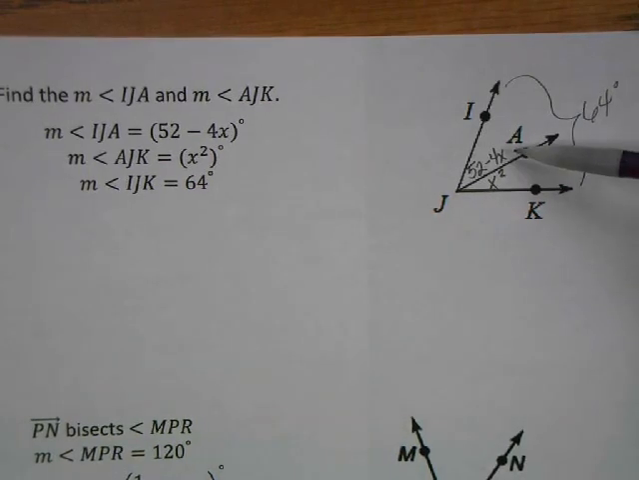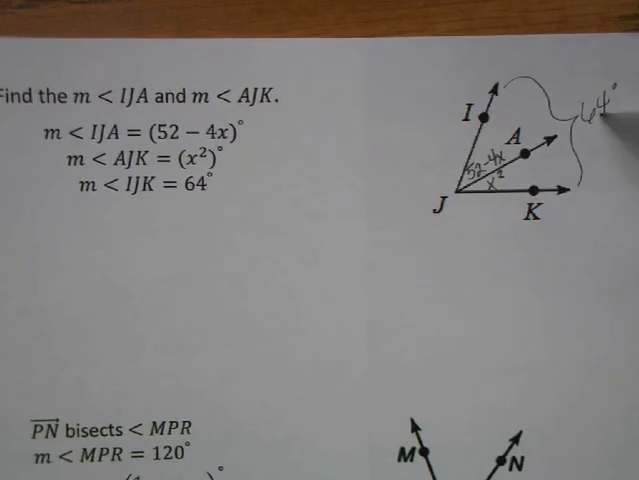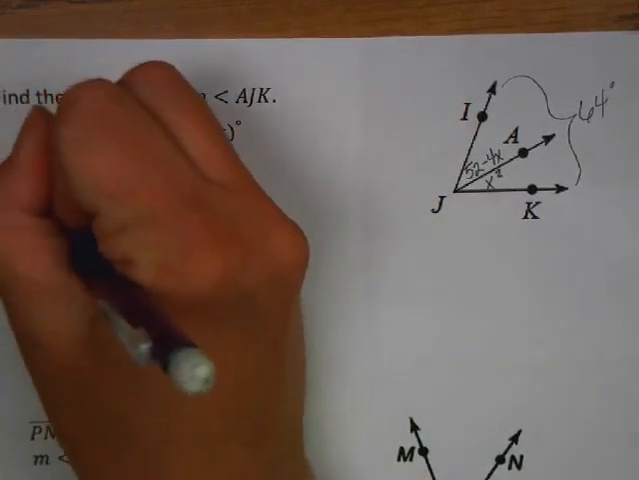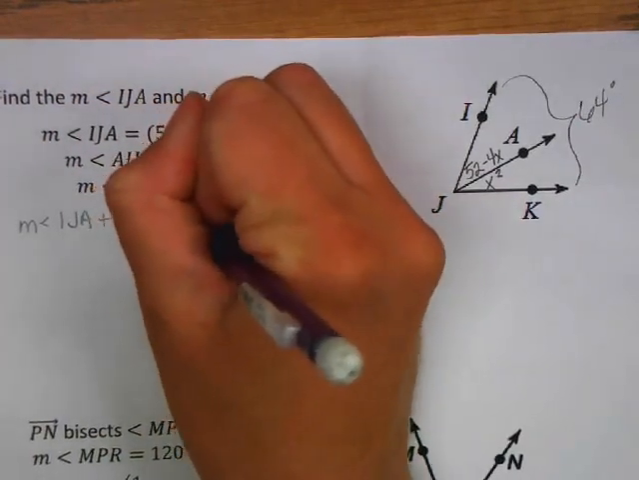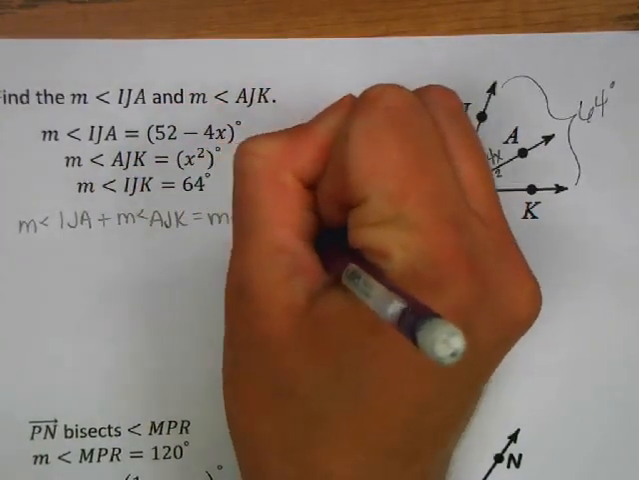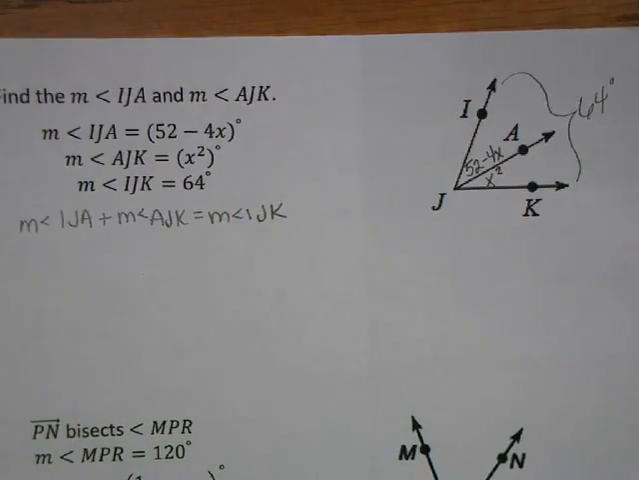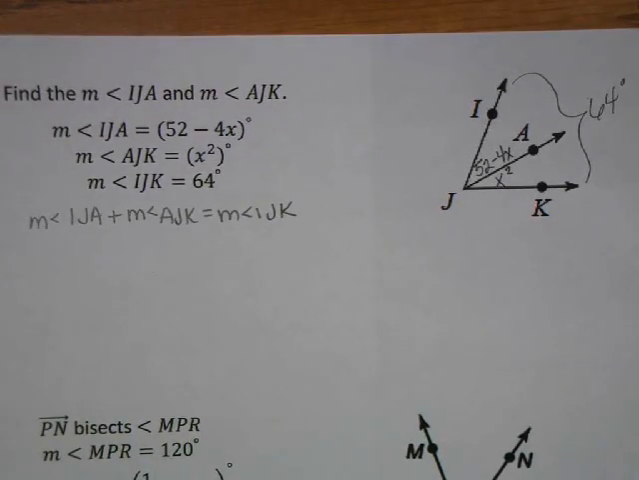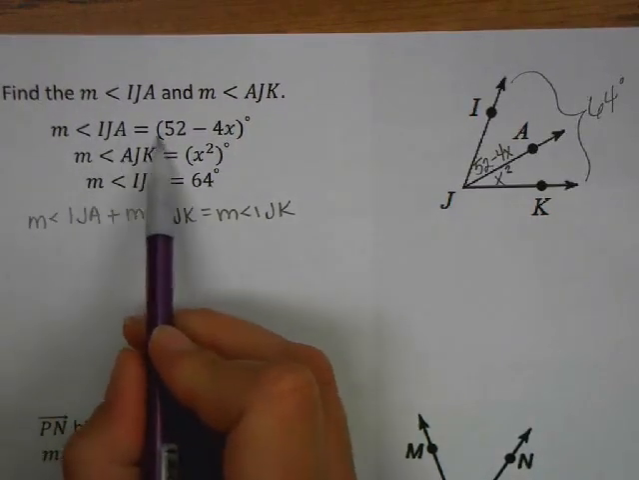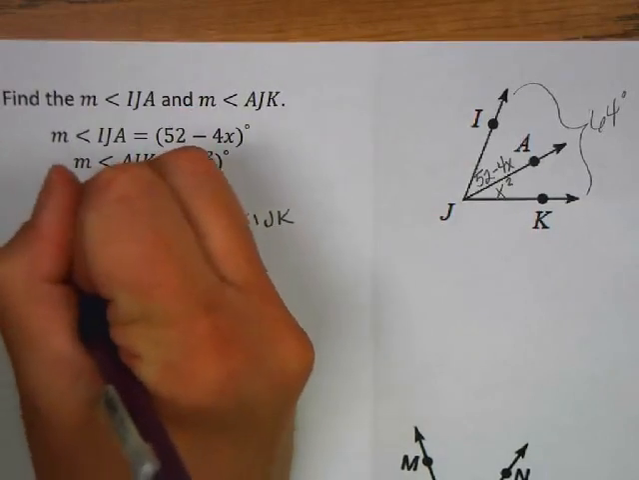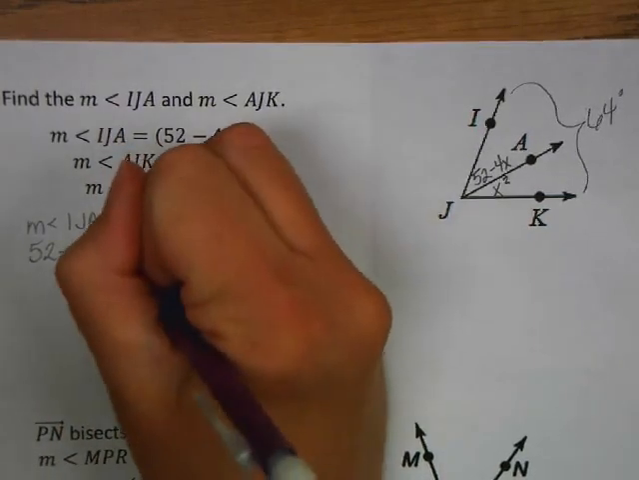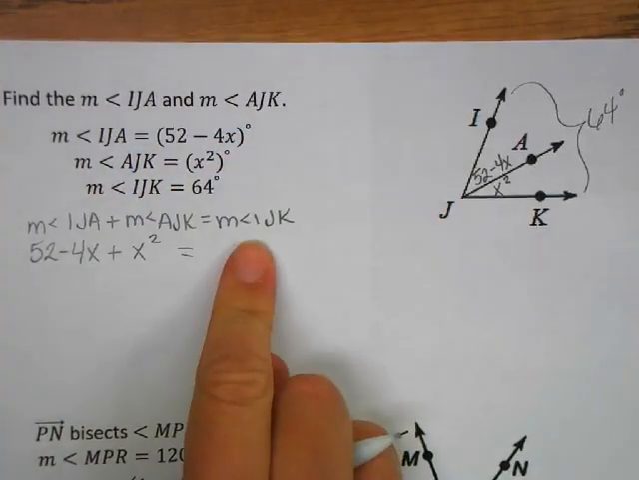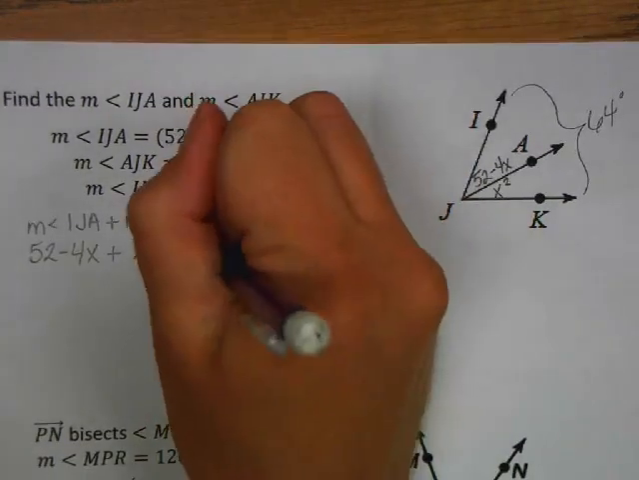So in order to do that, I'm going to use my segment addition postulate, the part-whole. So that tells me that the measure of angle IJA plus the measure of angle AJK equals the measure of angle IJK. Part plus part equals the whole. And then I'm going to go ahead and substitute in the values that I'm given. So IJA, underneath that, I'm going to write 52 minus 4x. AJK, underneath, I'm going to write x squared. And then the measure of angle IJK is given to us as 64 degrees.